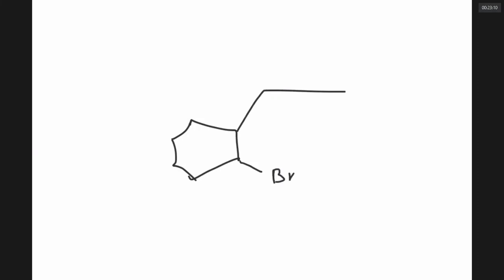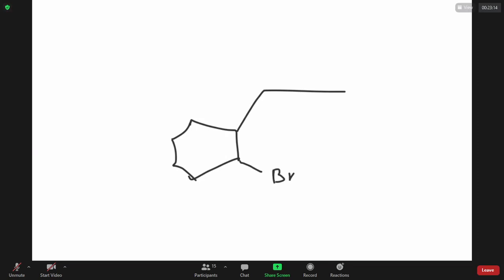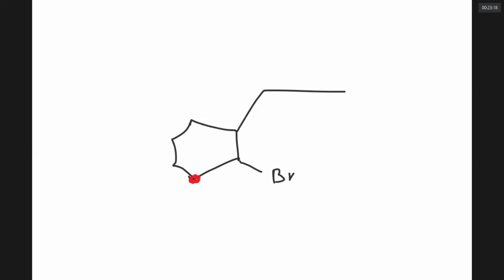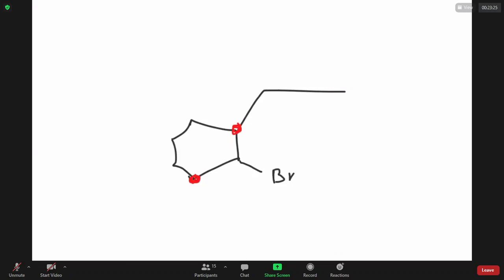Sir, now hydrogen is eliminated from which beta carbon? How many beta carbons does it have? From which beta carbon is hydrogen eliminated? From position A or position B?